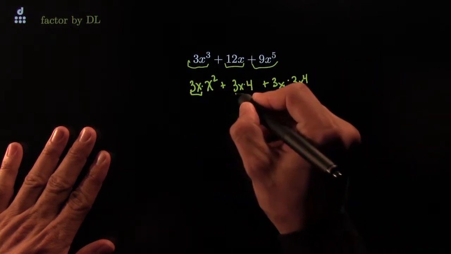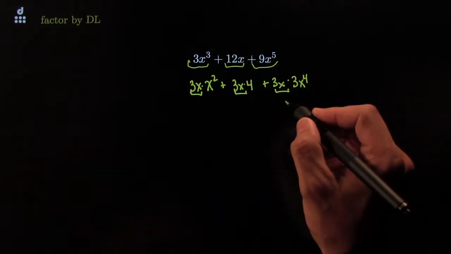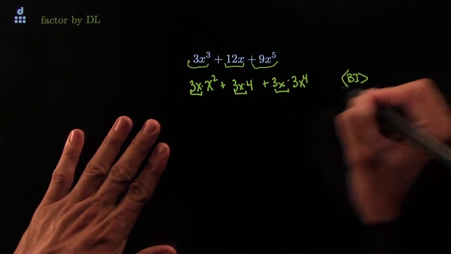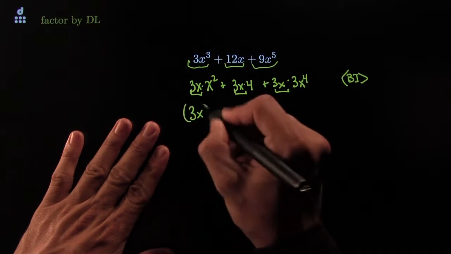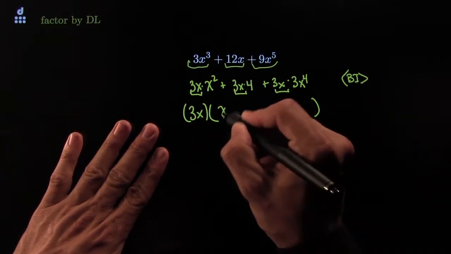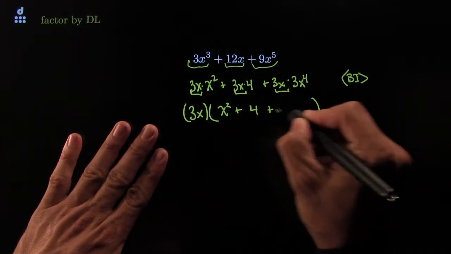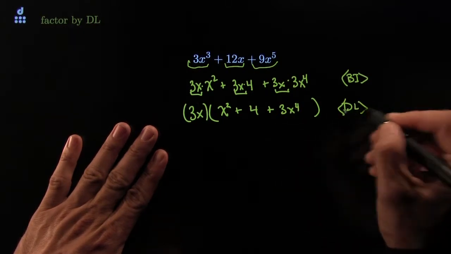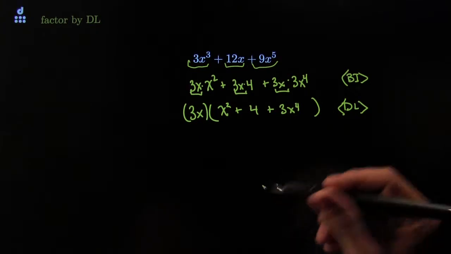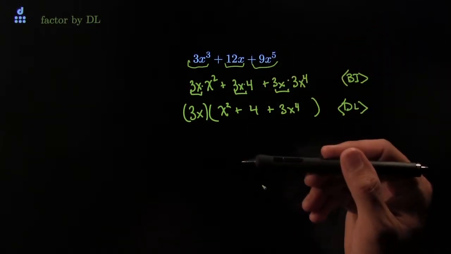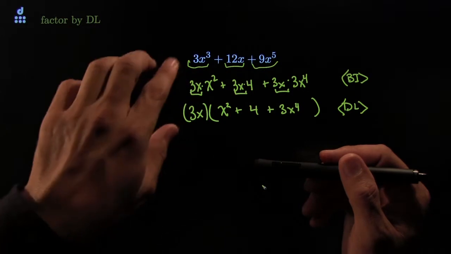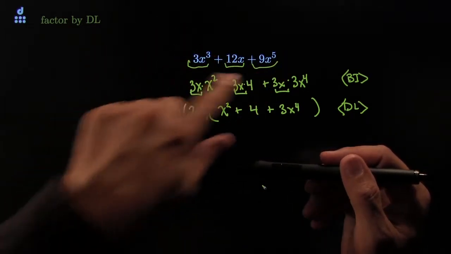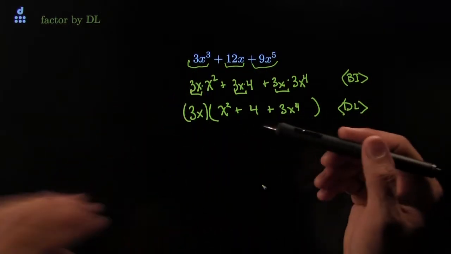And writing it this way makes it obvious that you could factor out a 3x out of each of the terms, leaving you with x squared plus 4 plus 3x to the 4th. Distributive law, famous. That's what we did last time. This is called factor by distributive law. The moral of the story went like this. You look at all the terms here and you try to pick out the greatest common divisor, the GCD, from all of them. That's what we want to factor out.